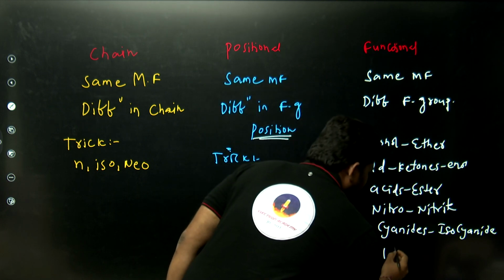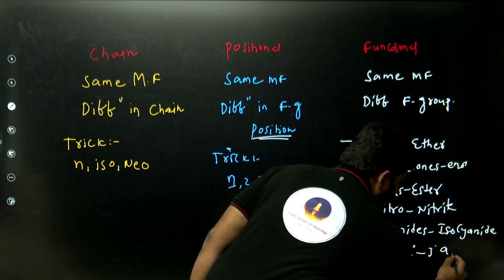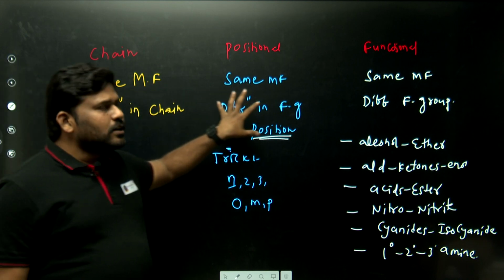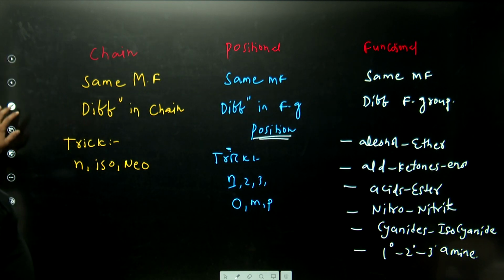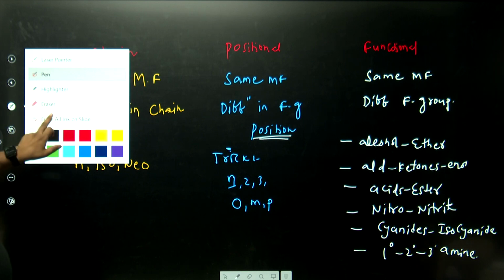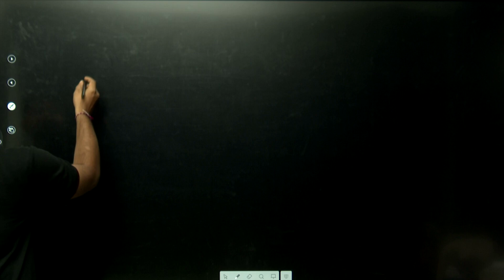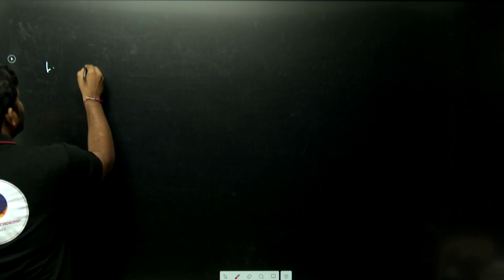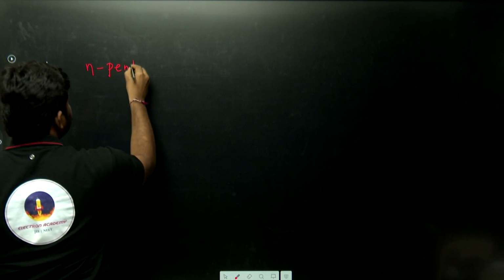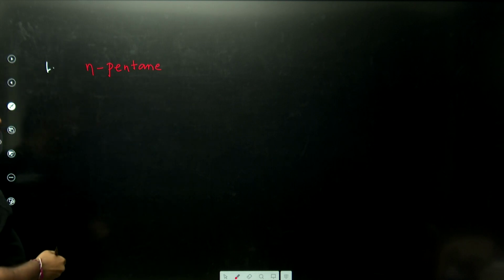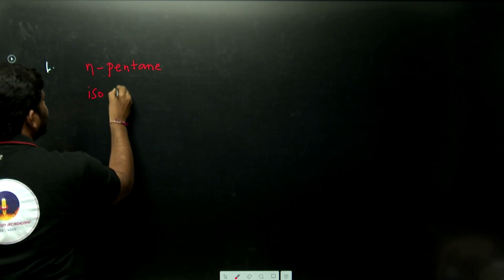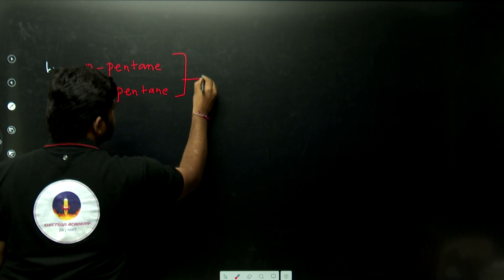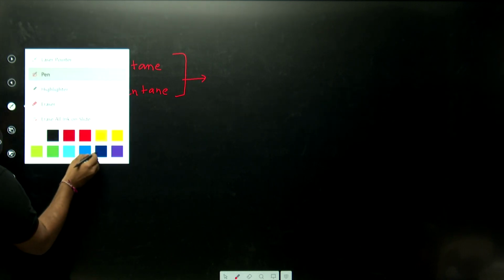Also 1 degree amine, 2 degree amine and 3 degree amine. So these are known as the chain isomers, positional isomers, functional isomers. We will discuss some points on this. For example, I will give you some compounds. Tell me what they are. For example, I am taking n-pentane and isopentane. What isomers are these? Number 1, first question.